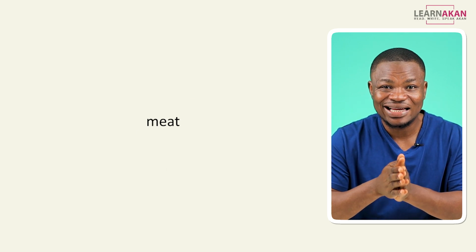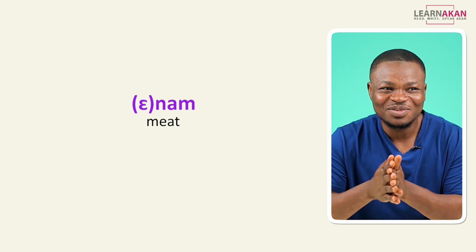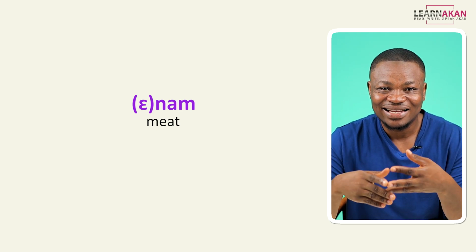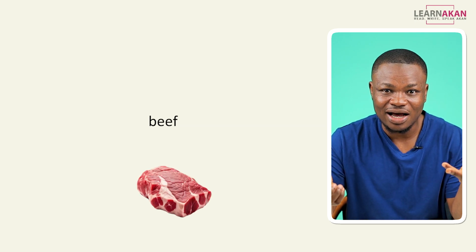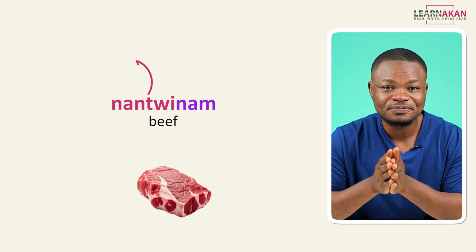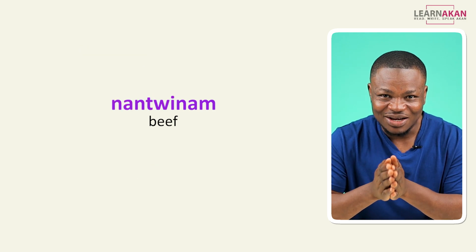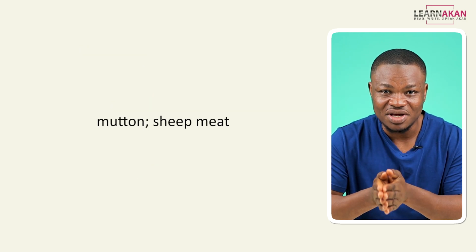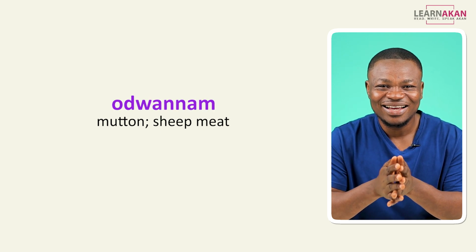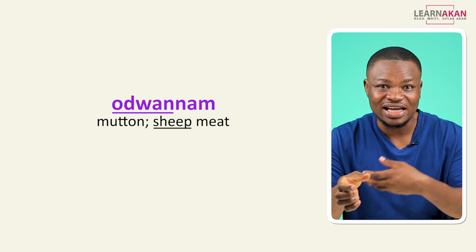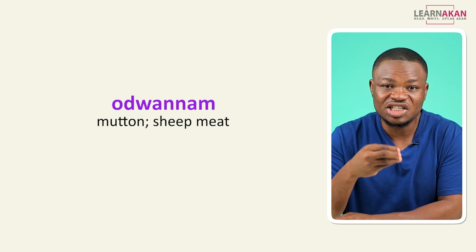Next, we have meat, and that is enam, or simply nam, okay? Beef, as in cow meat, is nenchinam. And then we have mutton, as in sheep meat, and that is ojainam. So we have ojain, which is a sheep, and then we have nam, which is meat, right? So ojainam is sheep meat.